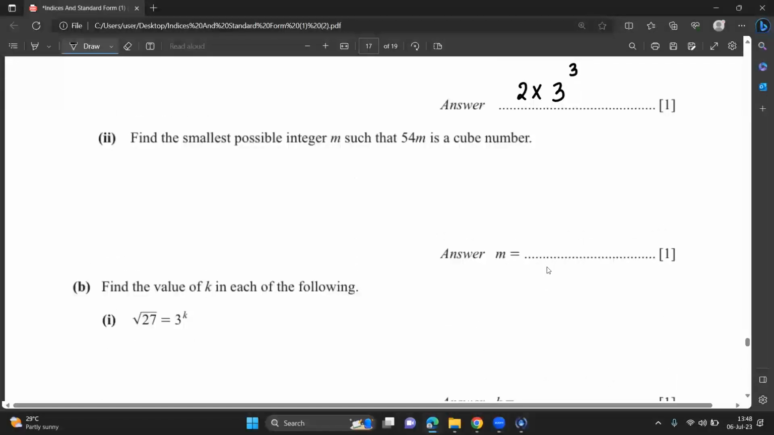2 into 3 cube. Using what we learned now, tell me, to make this a cube number, this has to be multiplied by what? 2 squared. Yes or no? Yes. Understood? What is 2 squared equal to? Okay, take that down.